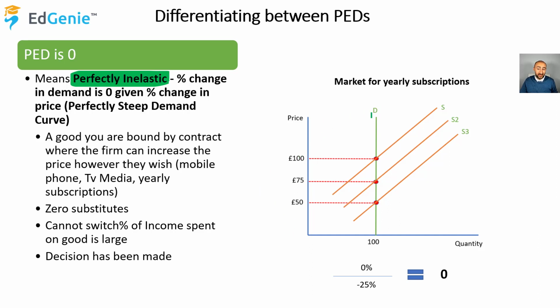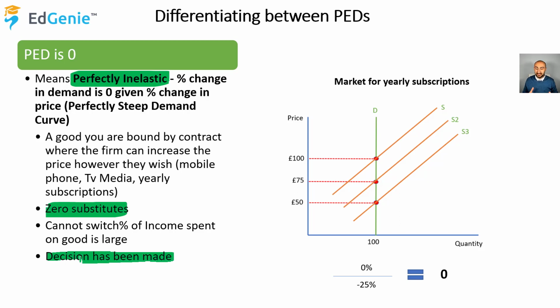And this is usually where you're bound by a contract, where the firm can increase the price however they wish, usually like your mobile phone or your TV media subscriptions, your Netflixes potentially, depending on how long your contracts are, and your demand is fixed. Okay, this is where usually you have zero substitutes, and you cannot switch. The percentage of your income on the good is large as well, and the decision has been made on your behalf.